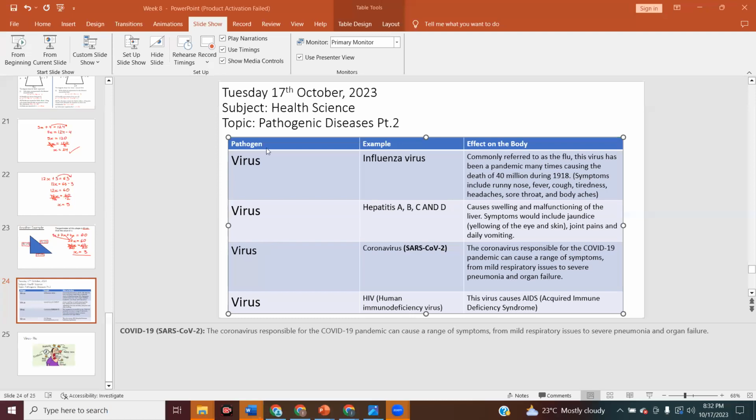It's right there under hepatitis. Right there. What is jaundice? Causes swelling and malfunction of the liver. No. Right there. What is jaundice? Yellowing of the eye and skin. Good. Remember I showed the pictures of the people with the yellow eye? That's jaundice. Good.